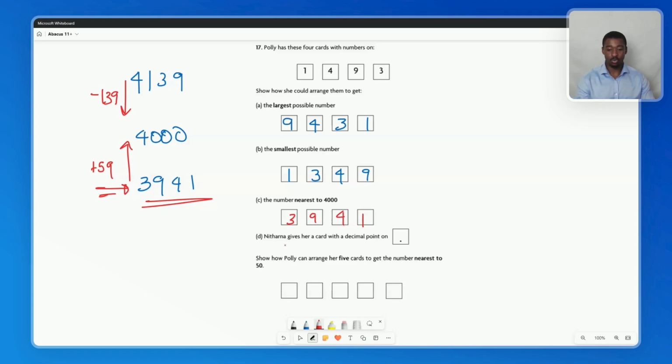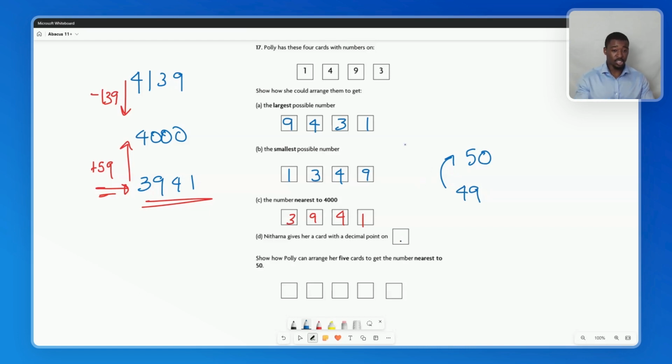And now for part D, we're told that Nithana gives her a card with a decimal point on. So we have a decimal point now. How can Polly arrange her 5 cards now to get the number nearest to 50? So let's think about this. We have 50. To get close to 50, out of the numbers and cards we have, we're going to want to start with 49. But then we can use our decimal point, because right now we're a whole 1 away from 50.